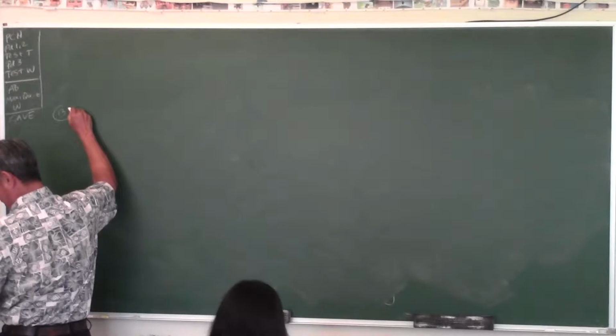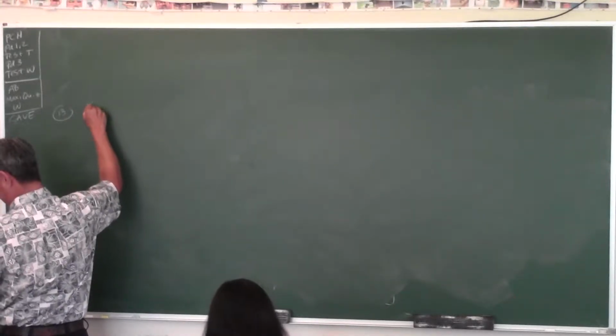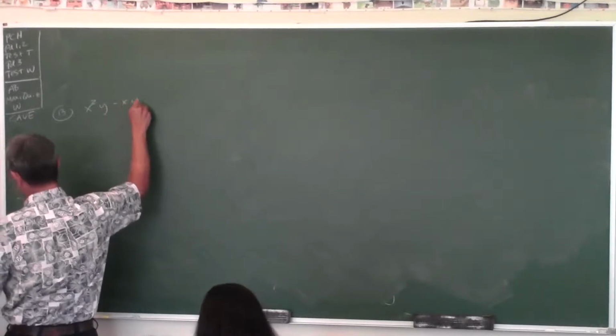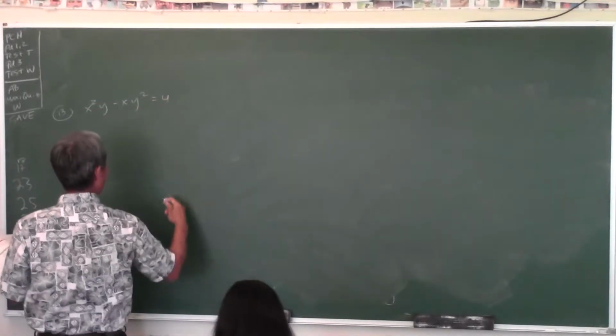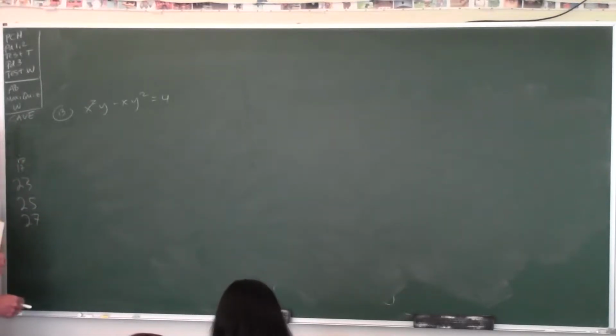All right, number 13. What do we got here? Find where the slope is defined. So first you got to find the derivative. That's what you got to find. Okay, so I'm going to call on you just to see if you guys know implicit differentiation. Who's got this first one?